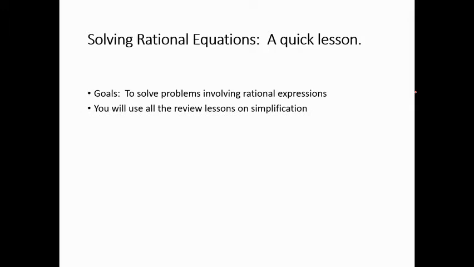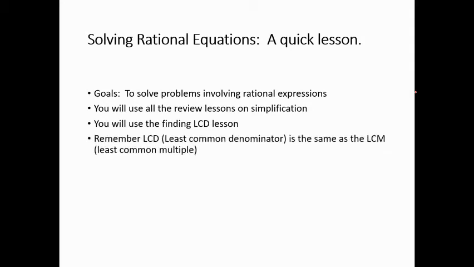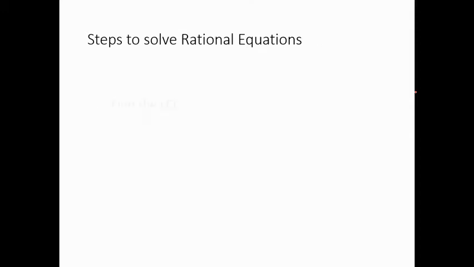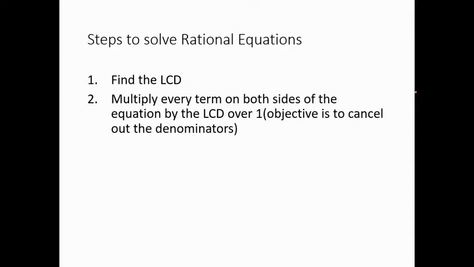Remember, we're going to review on simplification. We need to find the LCD or LCM. Least common denominator is the same as the LCM, least common multiple. Find the LCD or LCM. You need to multiply every term on both sides of the equation by the LCD. Make sure to cancel out anything that can be canceled out.